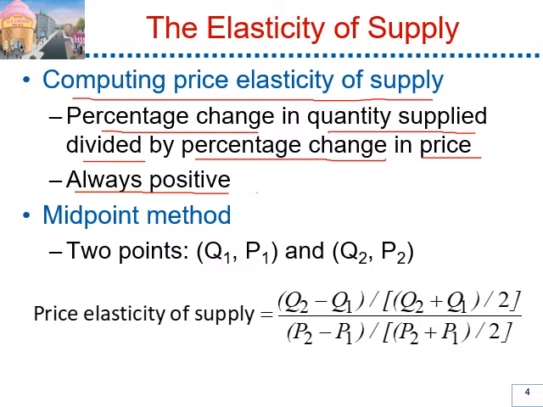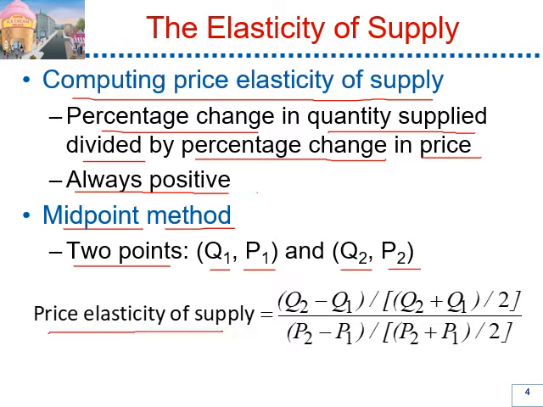In order to compute the value of the price elasticity of supply, we are going to use the midpoint method or midpoint formula. We use the same formula as in computing the price elasticity of demand. So you pick the 2 points, the coordinates Q1 and P1, and the coordinates Q2 and P2.